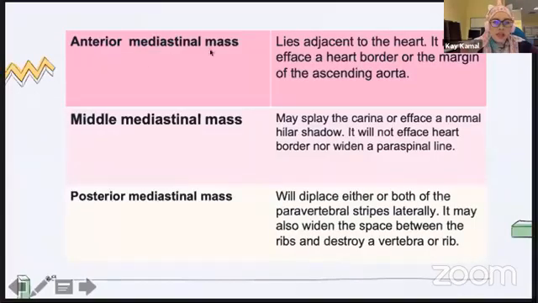So these are some of the ways for us to differentiate whether these masses are coming from the anterior, middle, or posterior mediastinum. Like the anterior mediastinal mass, it lies adjacent to the heart, it may efface the heart border. And then the middle mediastinal ones may efface the carina or efface a normal hilar shadow. We'll see as we go on. And the posterior mediastinal may either displace one or both paravertebral stripes. And it can also destroy a vertebra or a rib.